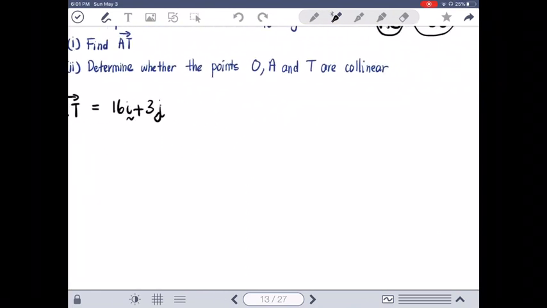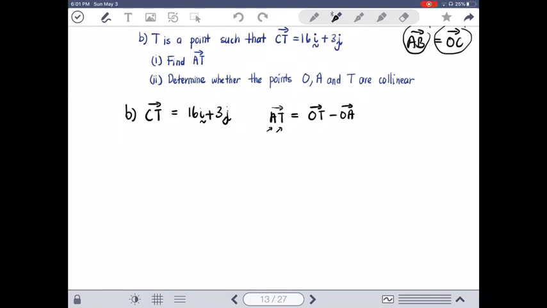We want to find AT. AT is just equal to back minus front, just equal to OT minus OA. But do we have OT? We do not have OT, but we can find OT from here.